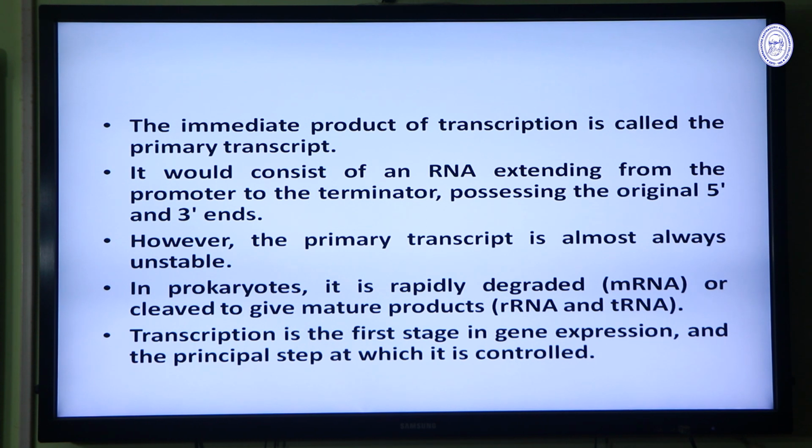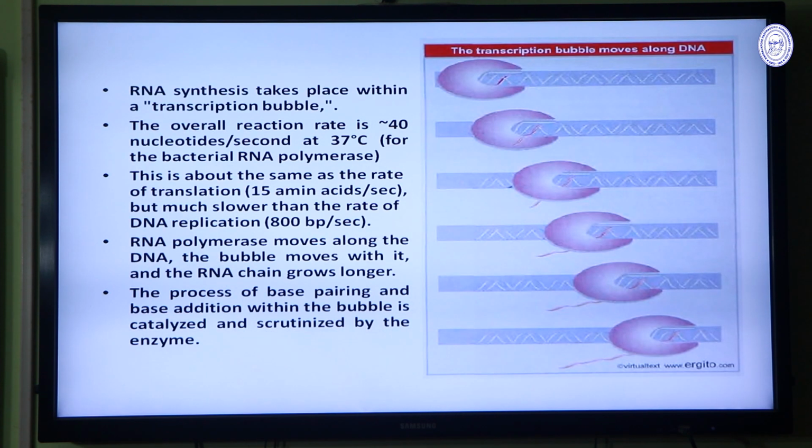There are also RNAs other than the messenger RNA, the tRNA and the rRNA. tRNA is absolutely required for the translation process, and rRNA makes the ribosome. These RNAs are produced, and these primary transcripts are cleaved or spliced in certain regions to give the mature products. Transcription is the first stage of gene expression, and it is basically the principal step at which gene expression is controlled.